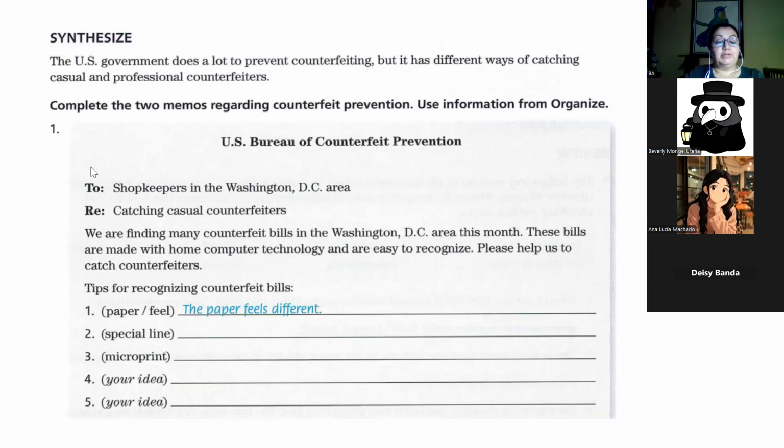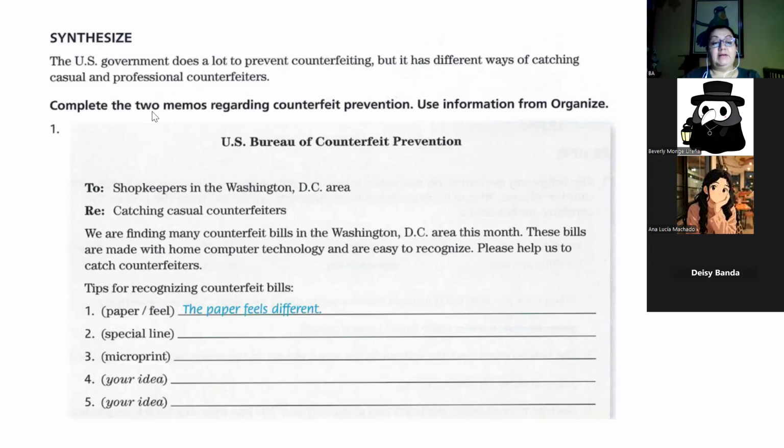Ok, entonces, this is a memo, right? 2 shopkeepers in the Washington, D.C. area. Topic, catching casual counterfeiters. We are finding many counterfeit bills in the Washington, D.C. area this month. These bills are made with home computer technology and are easy to recognize. Please help us to catch counterfeiters. Tips for recognizing counterfeit bills. Okay.